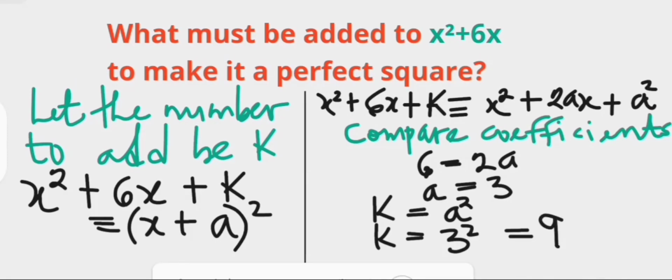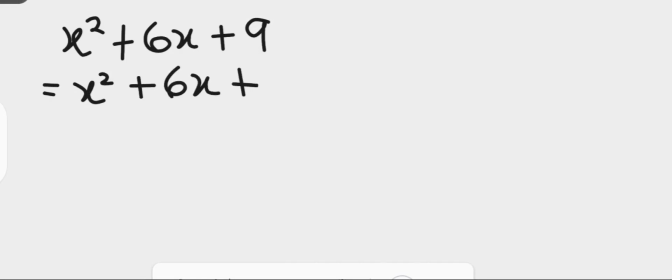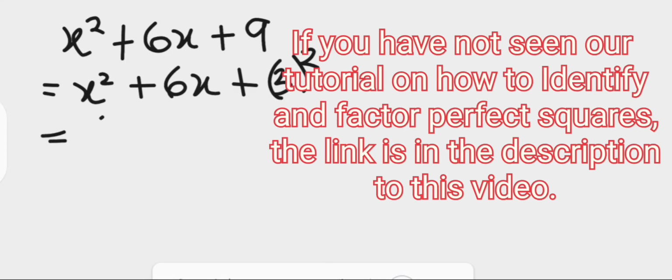So the constant to add so that x² plus 6x factors out as a perfect square is 3 squared, which is 9. We can rewrite the expression thus: x² plus 6x plus 9, or x² plus 6x plus 3 squared. And when it comes to factoring perfect squares, x² is the square of x, 3 squared is the square of 3. Then the middle term 6x is twice the product of x and 3. So this factors out as x plus 3 squared as a perfect square.